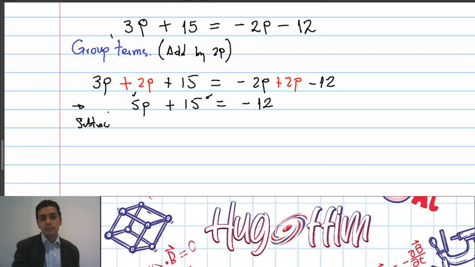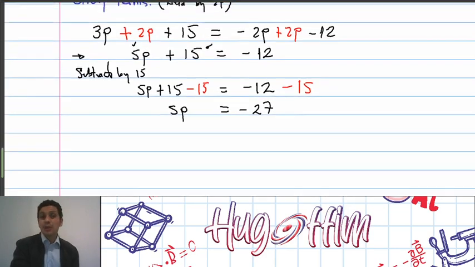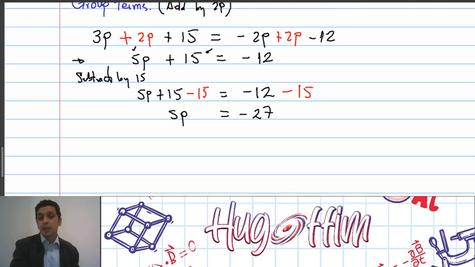So I'm going to subtract 15. Okay, so I'm going to get 5p plus 15 minus 15 equal negative 12 minus 15. Okay, so I'm going to get now 5p equals negative 12 minus 15, which is going to be negative 27. And finally, as you saw in the last video, I just need to divide by 5. So divide by 5.